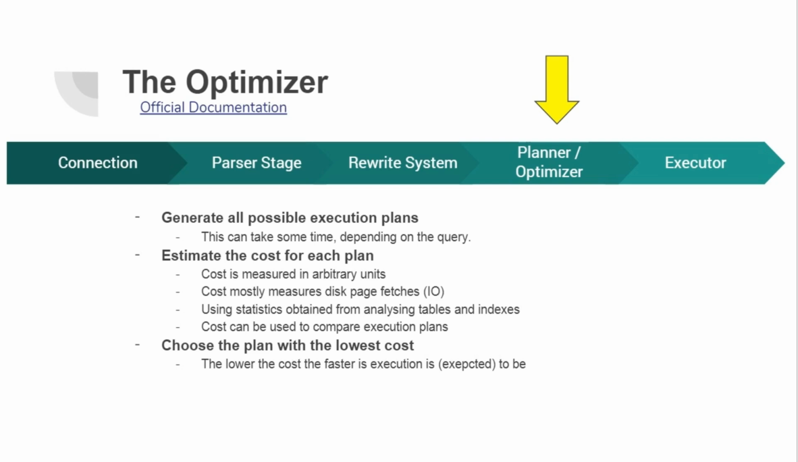So cost is usually the number of blocks the database estimates it will have to read in order to satisfy the query results. So it's not exactly the number of disk page fetches or I/O, but it's usually roughly close. If you have, for example, very computational heavy, sorry, one second.